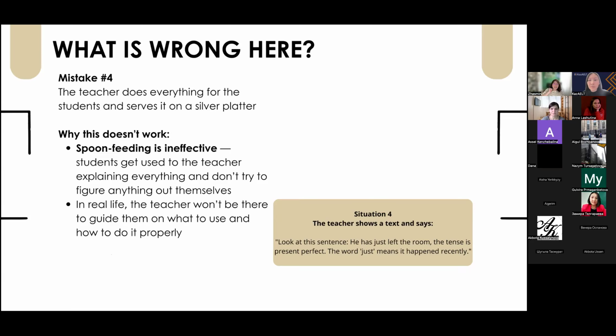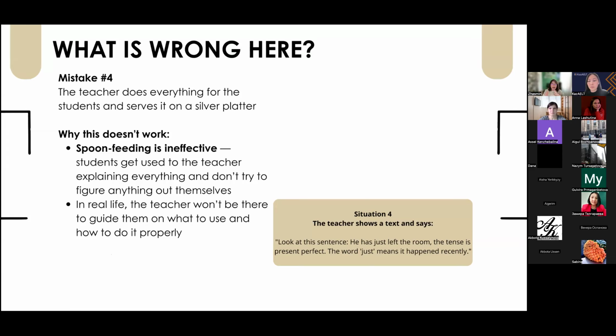In real life, you won't be there 24/7 to guide them on what to use, what to say, how to do it properly. So the more responsibility, the more independence you give to your students, the better it will be for them in the future and just in general. The communicative methodology actually stems from independence, from students being able to do things on their own, like autonomy. We are trying to build an autonomous learner who will be able to live in this world and basically learn English by himself in the future, since you're not going to be there 24/7.